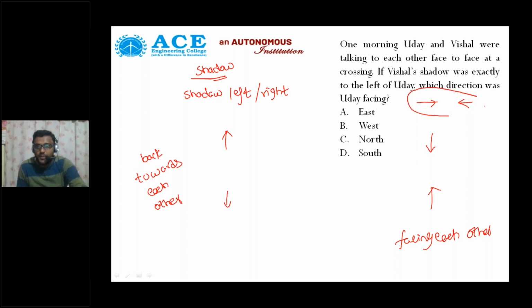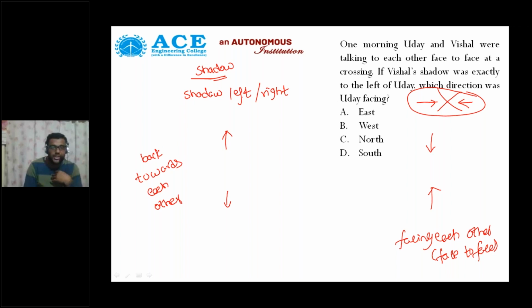That is not possible in this case. Shadow left or right is not here. Shadow is front or back like that. This horizontal mode you don't try, friends. So just always when they're given facing towards each other or face to face, you just go with this approach, face to face. Okay, our backs towards each other, you have to go with this approach.